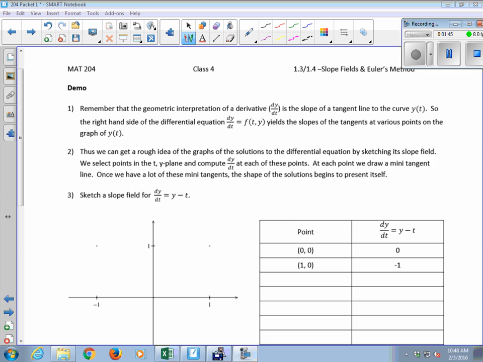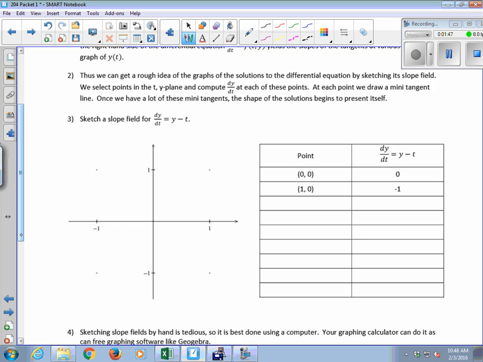So we can get a rough idea of the graphs of the various solutions to a differential equation by sketching its slope field. You select some points in the ty plane, compute dy/dt at each of those points, and then you can draw a little mini tangent line. And once you have a lot of those mini tangent lines, the shape of the solution begins to present itself.